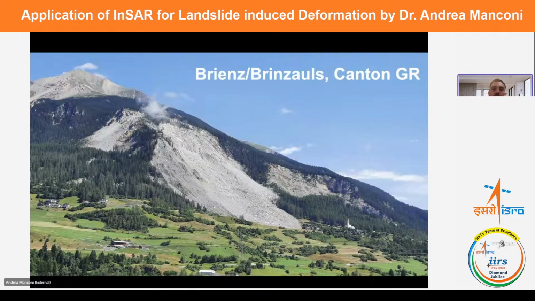Another example that I can show here, to tell you a little bit more about surface deformation processes in alpine scenarios, is the Brienz/Brinzauls landslide that occurred in June 23. There was a big failure of a little bit more than 1 million cubic meters, and it was almost touching this village, Brienz, that is located on top of this slope. Fortunately, this was evacuated, and unfortunately still evacuated, because there is still a large hazard that this area up would fail, still deforming with several centimeters per day. That's the reason why the village has been completely evacuated, to avoid not only structural damages, but also damage to the people.